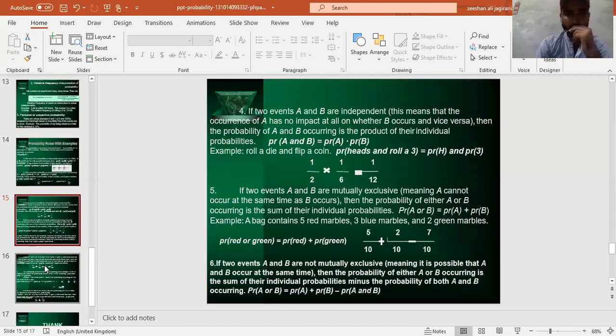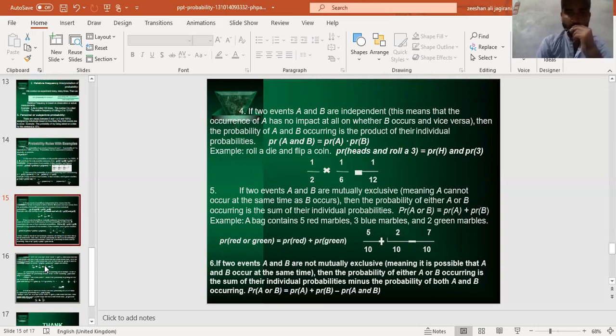Number four, if two events A and B are independent, this means that the occurrence of A has no impact on whether B occurs, and vice versa. Then the probability of A and B occurring is the product of their individual probabilities: P(A and B) is equal to P(A) times P(B). Example: a rolled die and a flipped coin. P(head and roll 3) is equal to P(H) times P(3), which is 1 by 2 times 1 by 6, equal to 1 by 12.